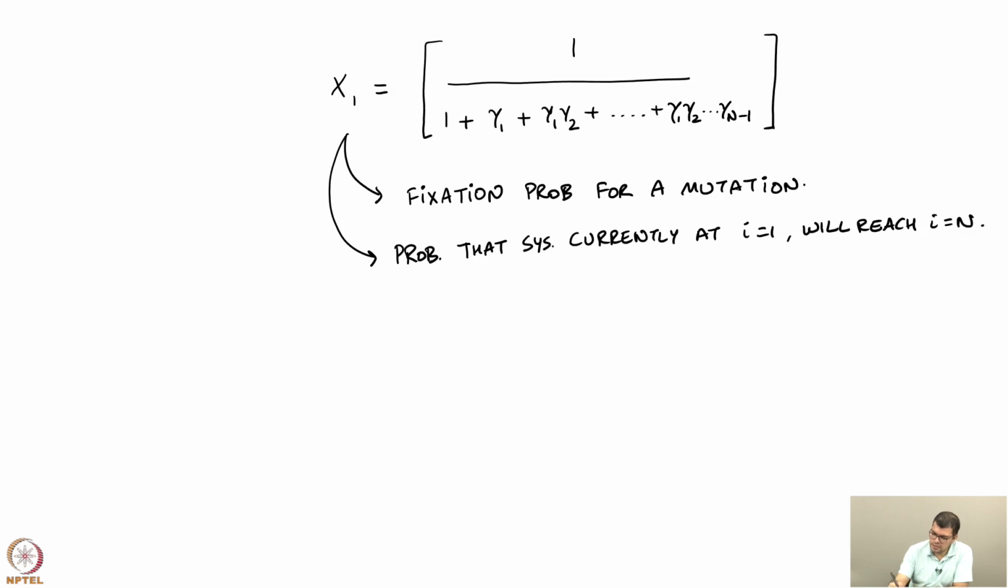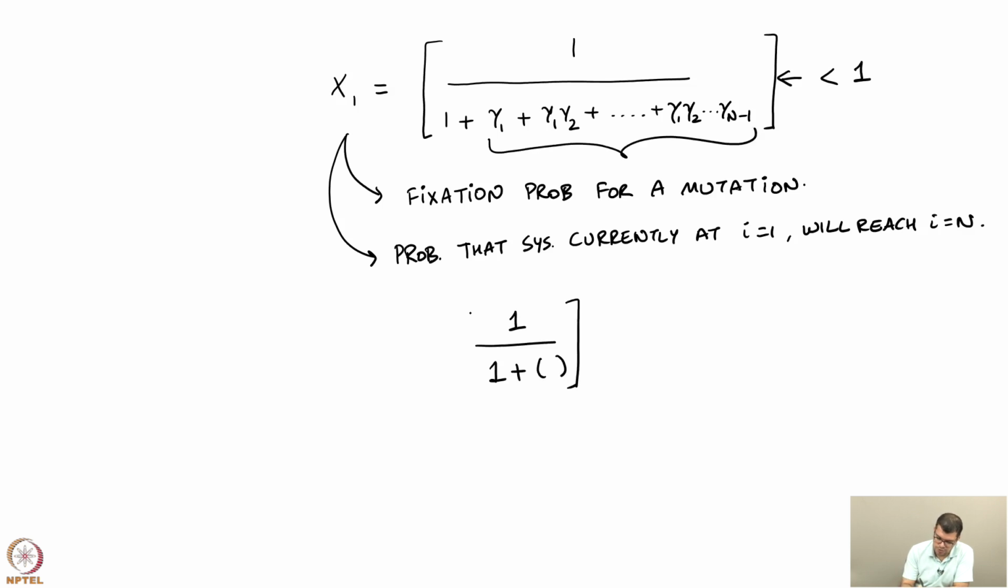One thing that this expression immediately tells us is that it is always less than 1, because the numerator is 1 and the denominator is 1 plus something, if I call all of this something. So, fixation probability x1, it seems, is equal to this, which is always less than 1.